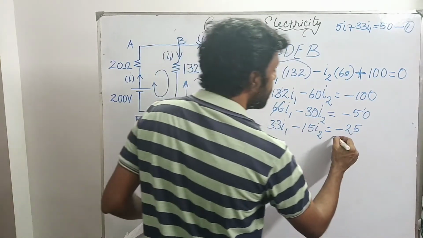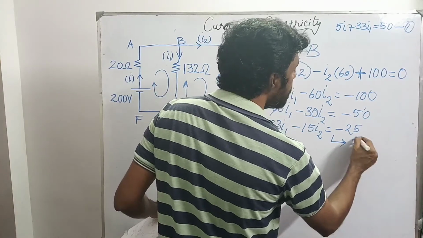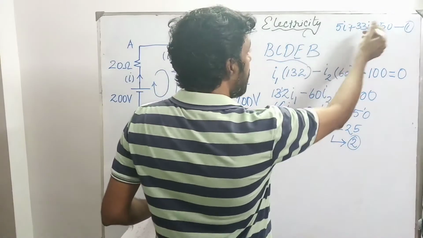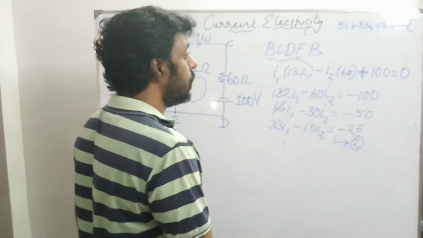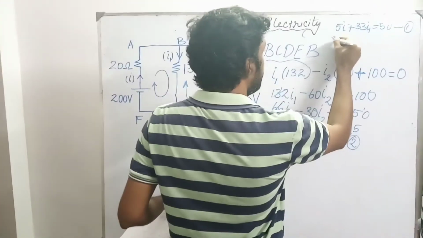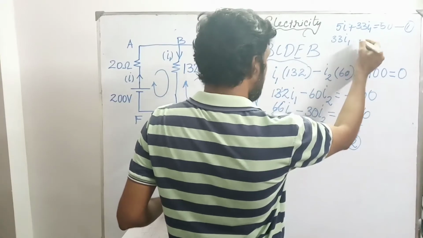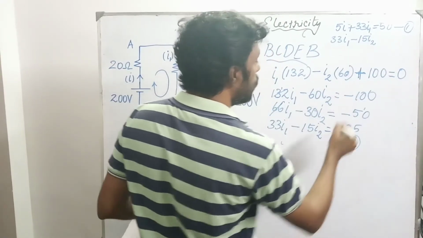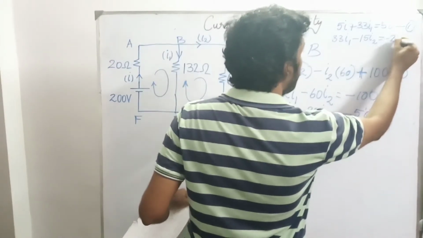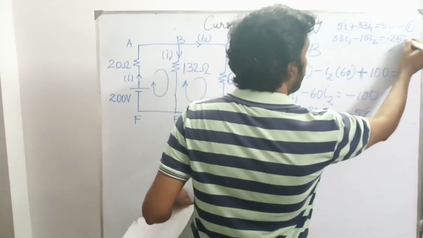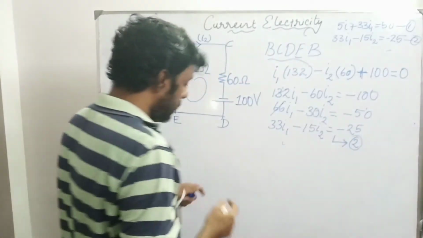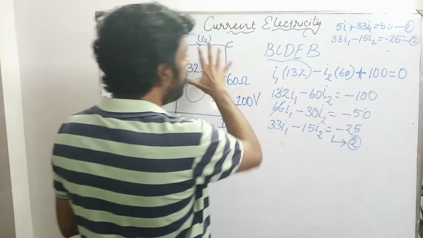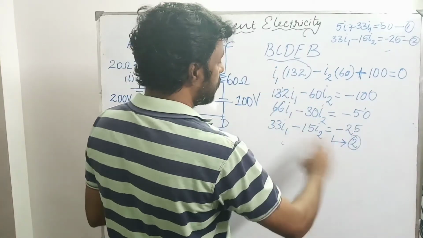This is how you have obtained the equation, so better write it as equation number 2. Now you need to record it at the top right hand side of the board. So that will be 33I1 minus 15I2 equal to minus 25 as equation number 2. So this entire loop is over. I have solved everything.